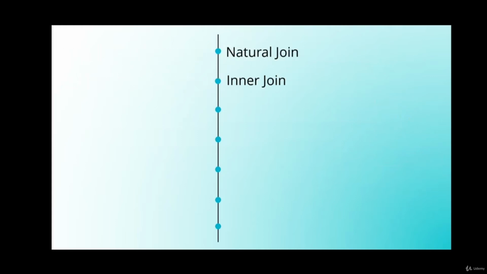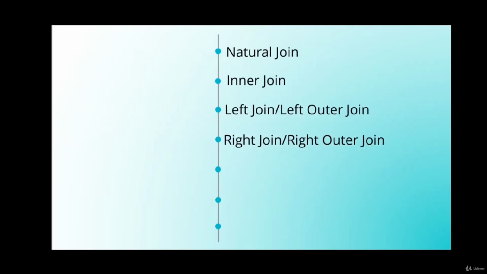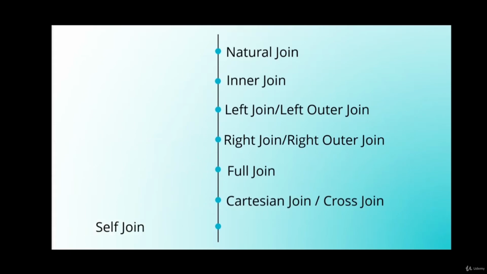First is natural join, then there is inner join, left join or left outer join, right join or right outer join, full join, Cartesian join or cross join, and self join. Let's study each of them in detail.